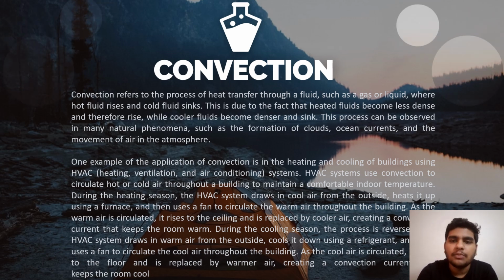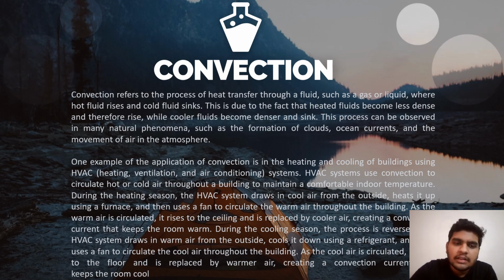The process can be observed in many natural phenomena, such as formation of clouds, ocean currents, and the movement of air in the atmosphere. One example of application of convection is in the heating and cooling of buildings using HVAC, heating, ventilation, and air conditioning systems. HVAC systems use convection to circulate hot or cold air throughout a building to maintain a comfortable indoor temperature.